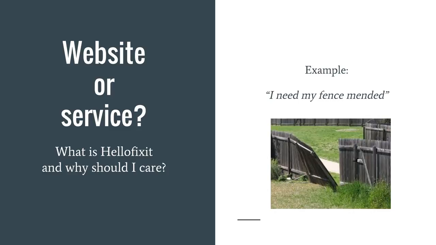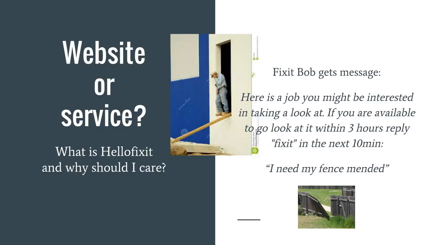Here's the example that I like to use. Let's say you have a fence that needs to be fixed. You take a picture of it, which you can see here, and you come up with a message, and your message is really simple. It says, I need my fence mended. Okay, and you send that off to Hellofixit by text message. Hellofixit receives it, and it reaches into its hat, its database of fix-its, or contractors, as you may call them, and it finds the first one at random, and it happens to be Bob, let's say.